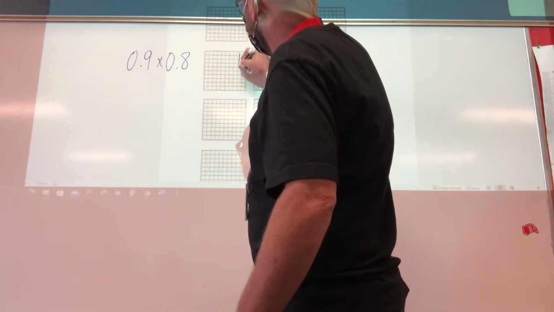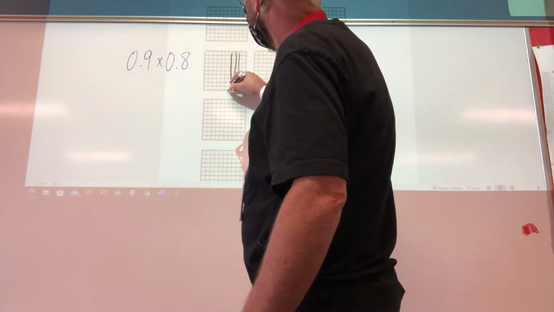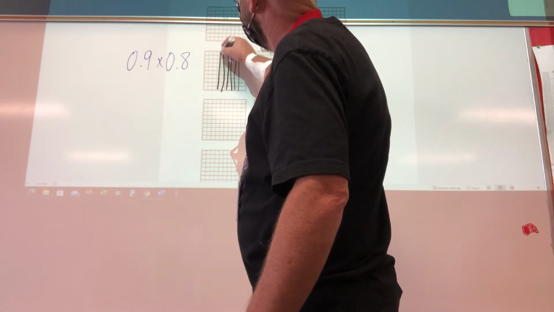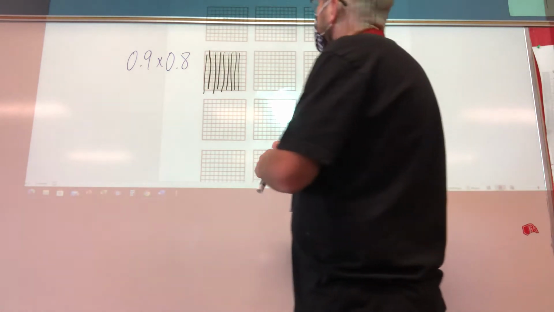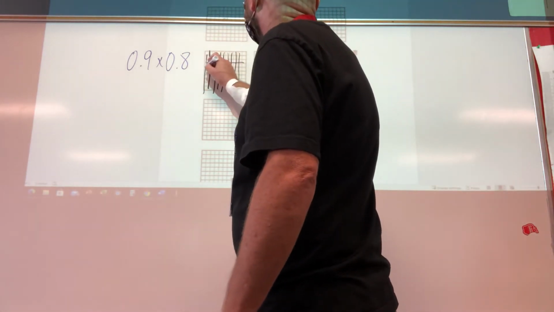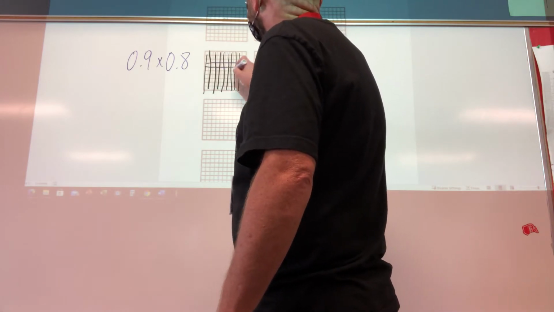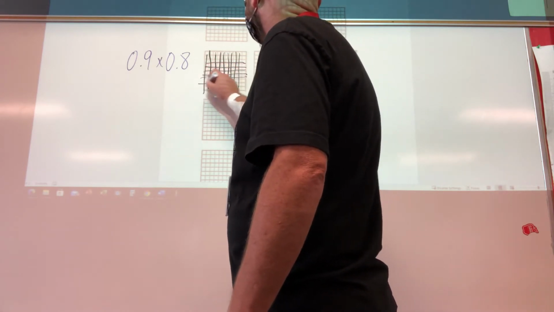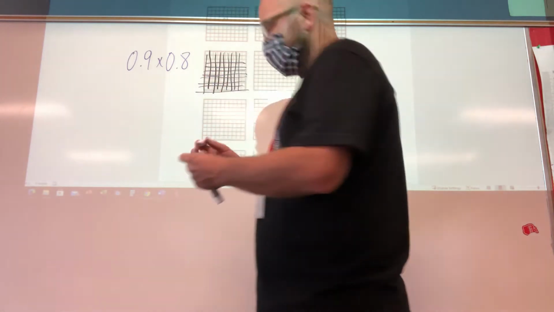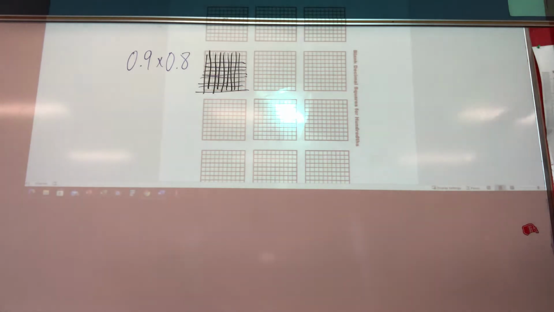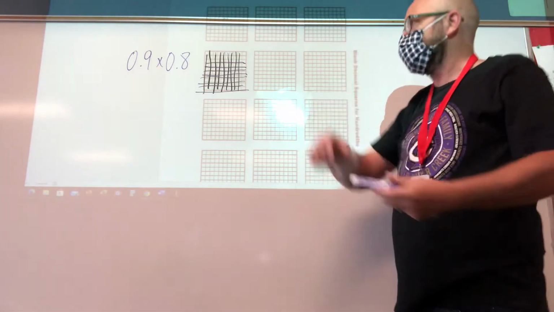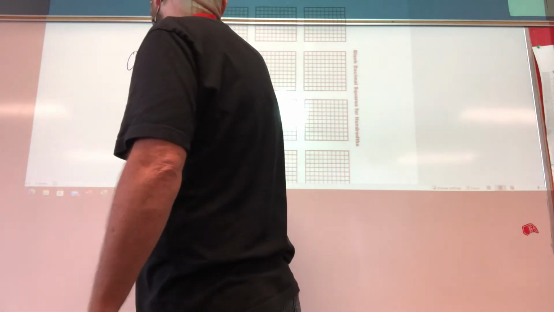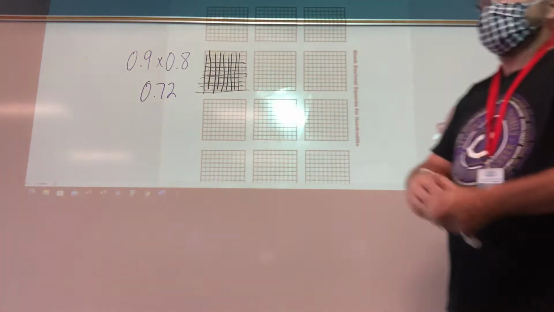So we do 9/10. 8, 9. We do 8/10. 1, 2, 3, 4, 5, 6, 7, 8. It's easier on your paper because you can shade it in and see which colors are different on each of them. Now, how many small hundredths do we have shaded in? 72. So my answer should be 72 hundredths.